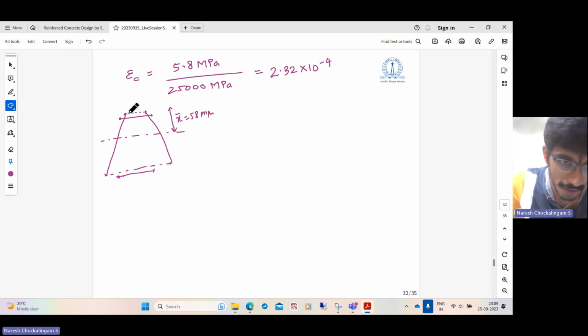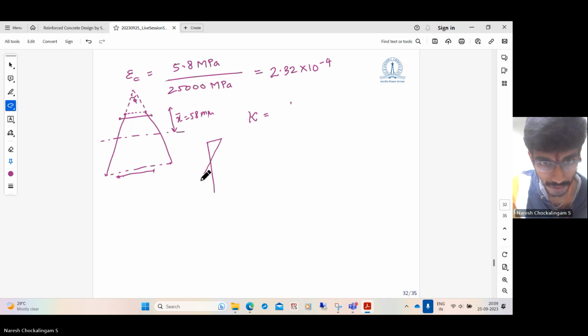What is the curvature of the section? The curvature is nothing but this angle divided by the distance. This is the angle subtended divided by this distance, and that is given as the curvature. Effective curvature is given as this angle by this distance. If you take the strain distribution, on both sides they are equal. This is the compressive strain, this is the tensile strain. And this curvature is nothing but epsilon c by x bar.